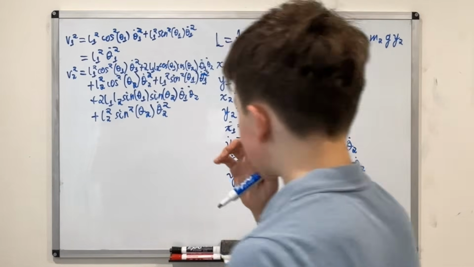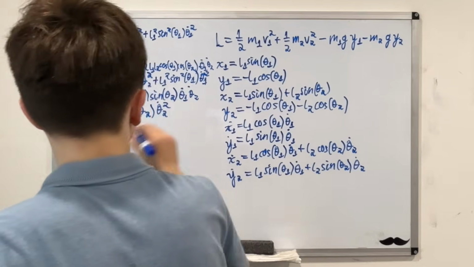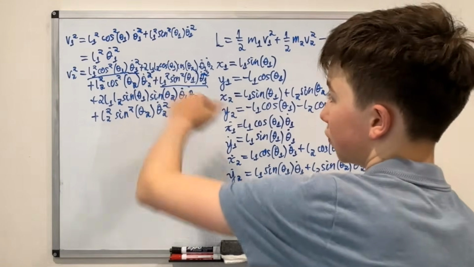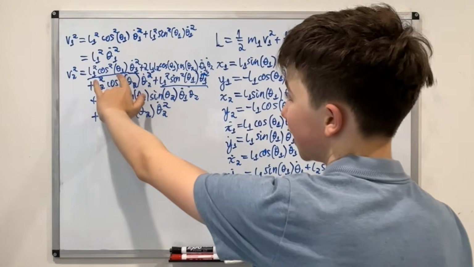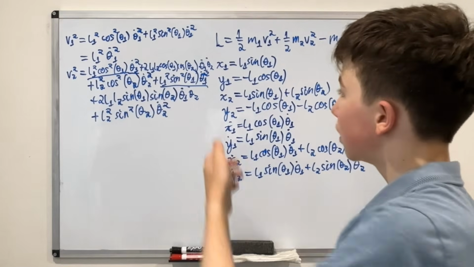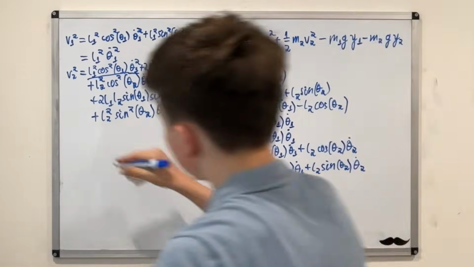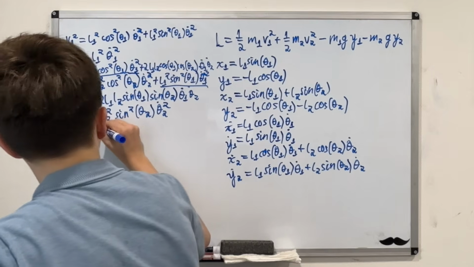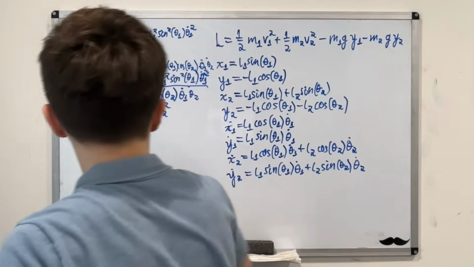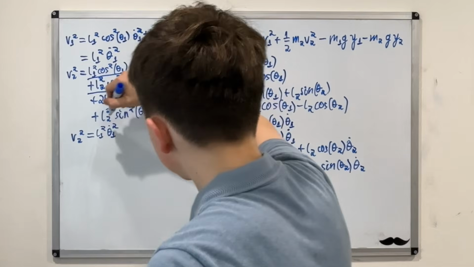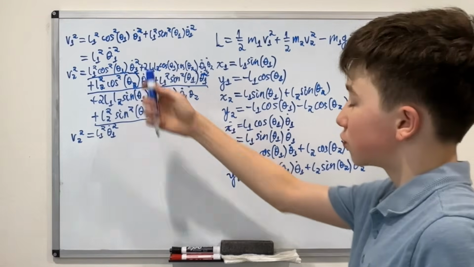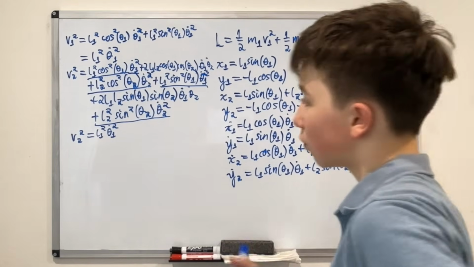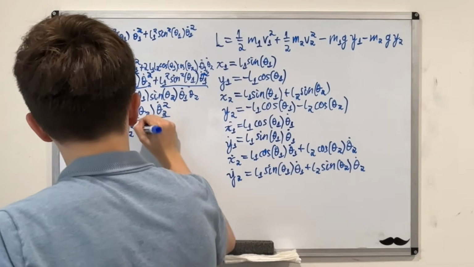Okay, so we can do a lot of simplification here. So first, let's look at these two terms. So here we can factor out an L1 squared times theta 1 dot squared. And similarly to before, inside the parentheses, we're just going to have cosine squared theta 1 plus sine squared theta 1, which is just equal to 1. So then we're just going to be left with L1 squared theta 1 dot squared. Then we can do a similar thing for these two terms. We can factor out L2 squared theta 2 dot squared. Inside the parentheses, we're going to have cosine squared theta 2 plus sine squared theta 2. That's just 1. So we're left with L2 squared theta 2 dot squared.